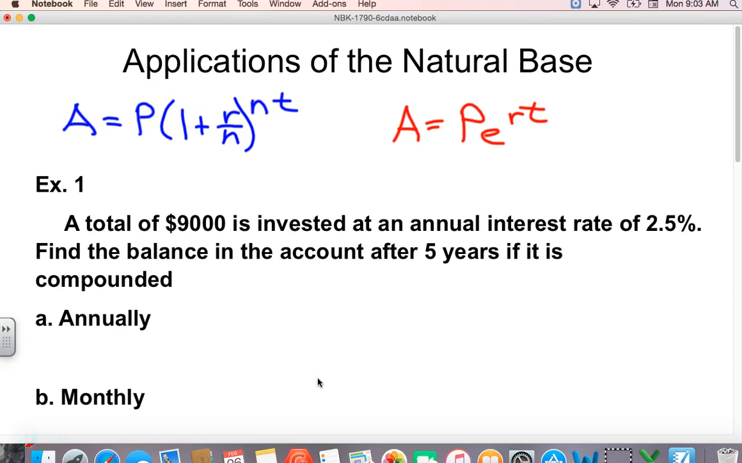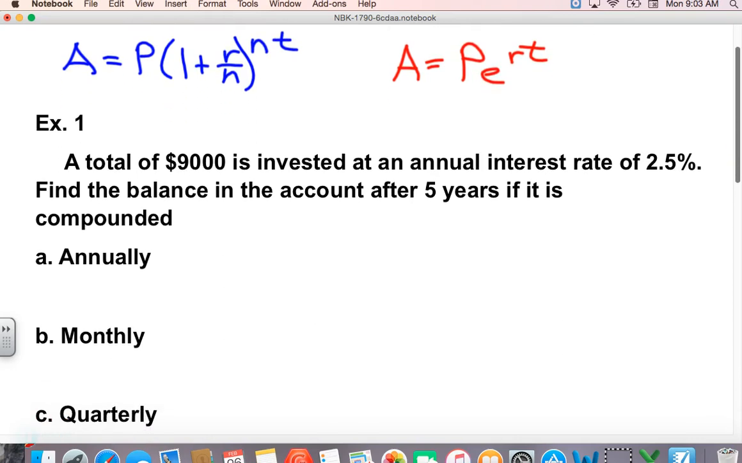All right, so let's look at some problems right here to practice. It says a total of $9,000 is invested at an annual interest rate of 2.5%. Find the balance in the account after 5 years if it is compounded, and they give you a bunch of choices: annually, monthly, quarterly, and so on. Again, if it's not continuously, we're going to use the blue formula. So let's use the blue formula right here for annually.